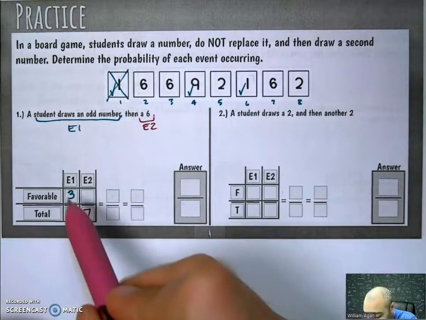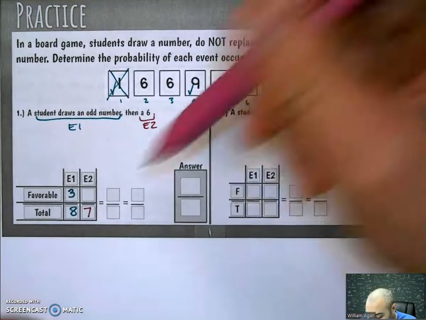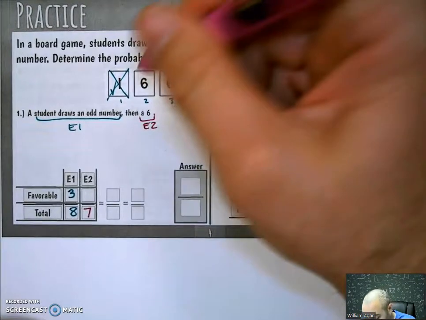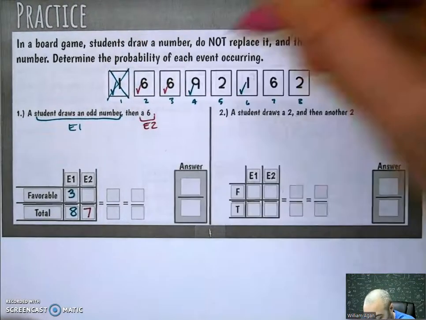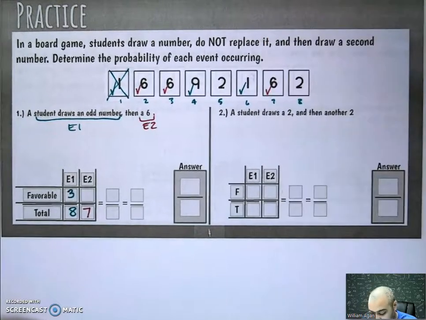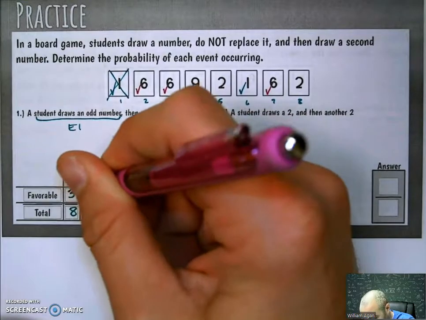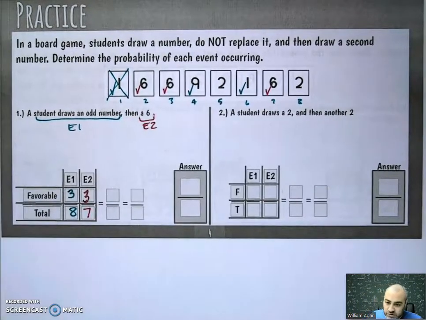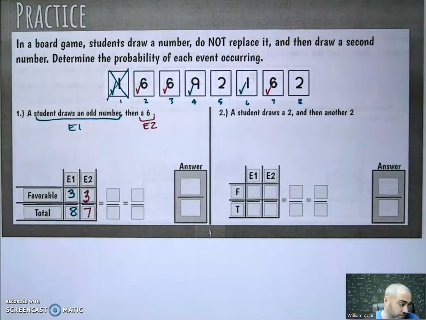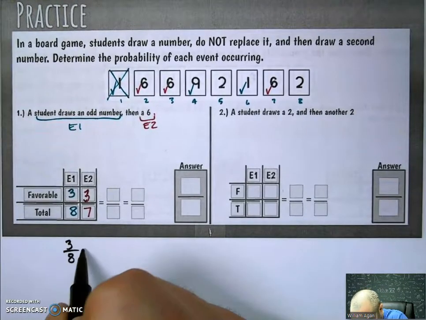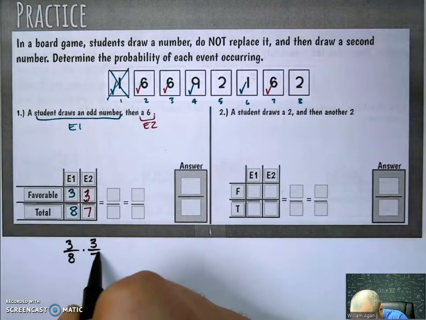Alright, so now we still need to find the favorable. I want a 6, so I'm going to put a little check on all the 6s. Okay, there's 1, and there's 1. So that's 3 6s. Okay, so I have 3 over 8 and 3 over 7. Remember, you are going to multiply these. So I'm going to rewrite it down here so that I have a little bit more room. 3 over 8 times 3 over 7.